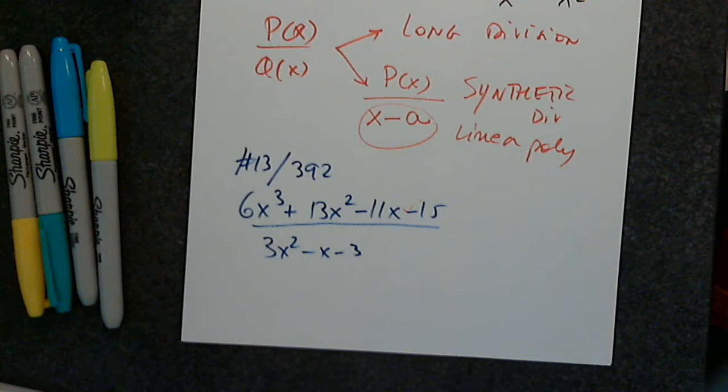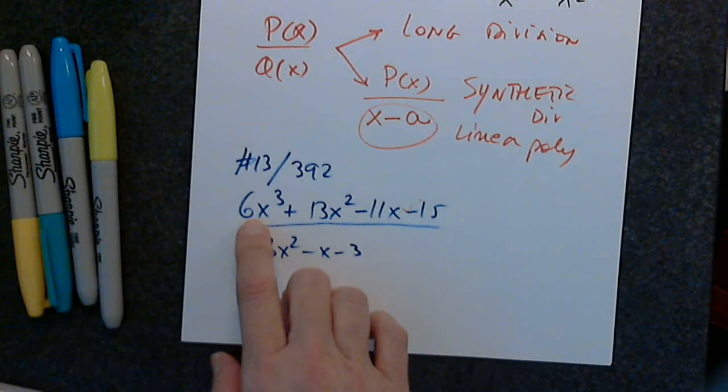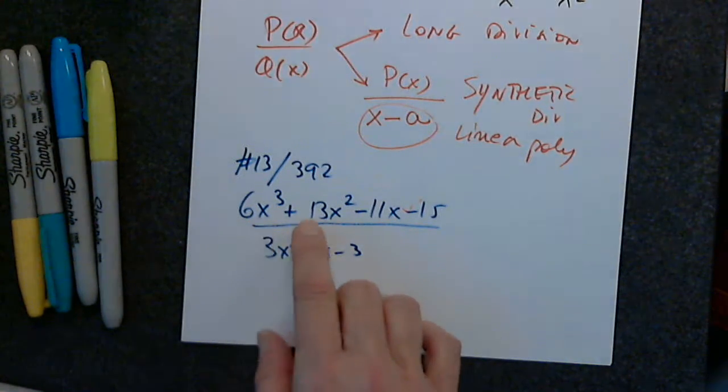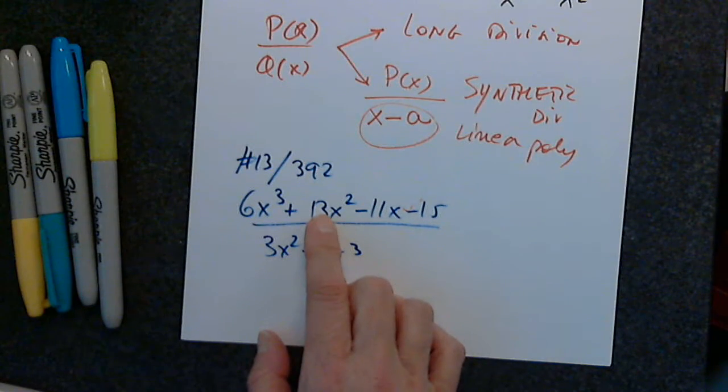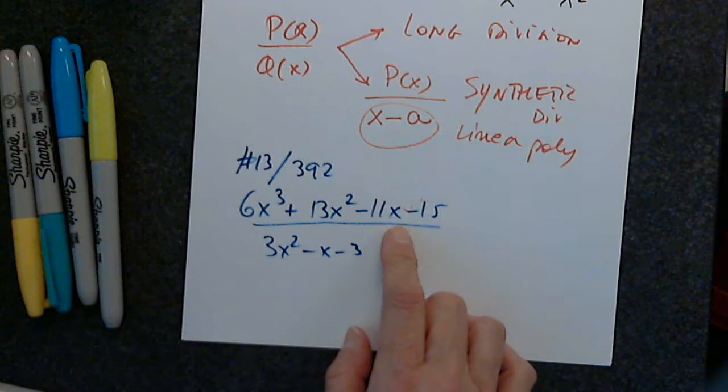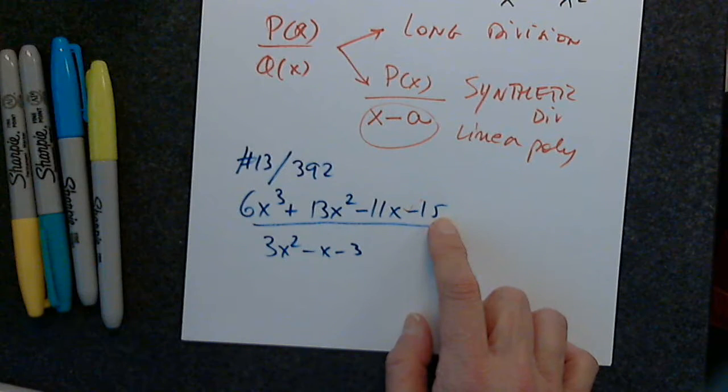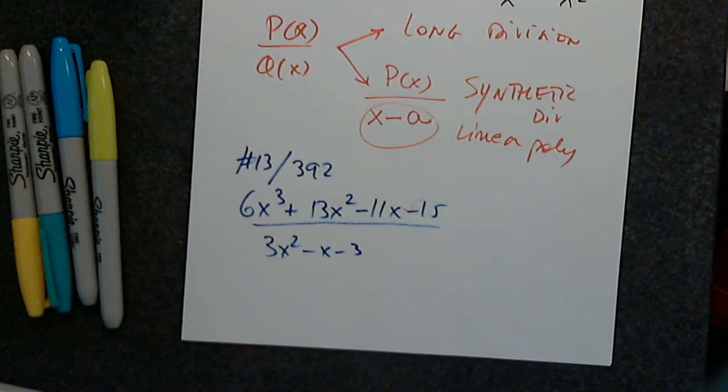3. So is the term with degree 3 there? Yes. Is the term with degree 2 there? Yes. Is the term with degree 1 there? Is there a term with degree, not power, degree 0 there? Yes. So there is no missing term.